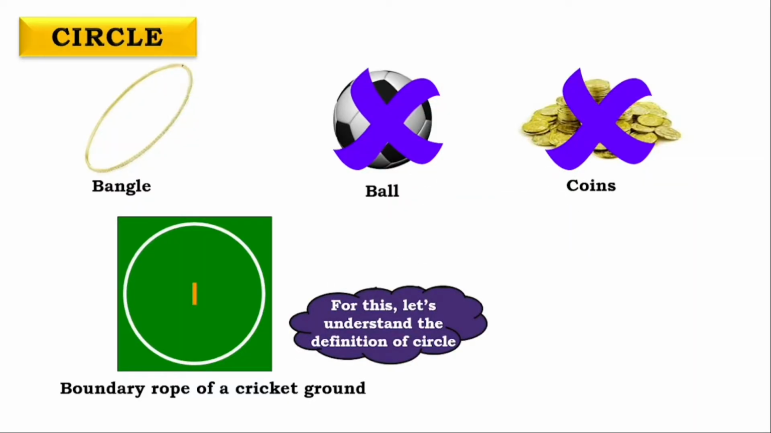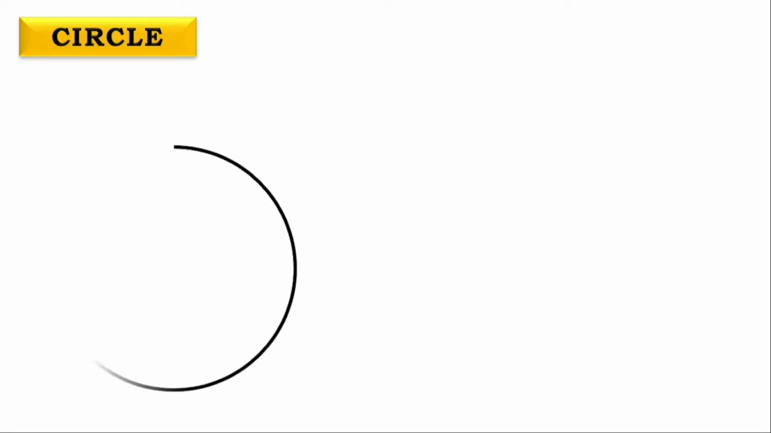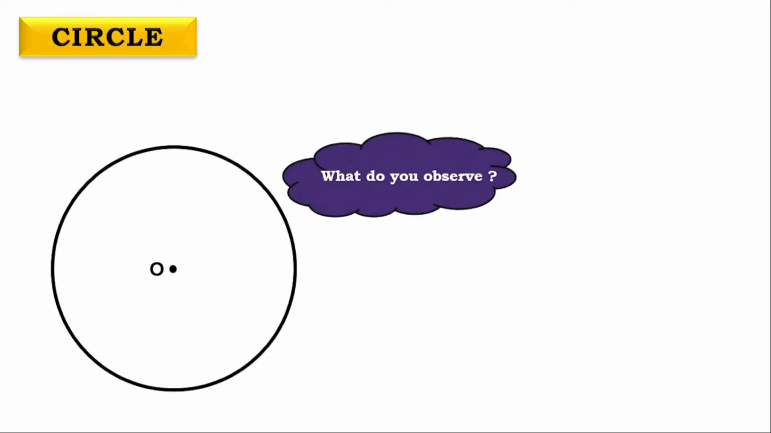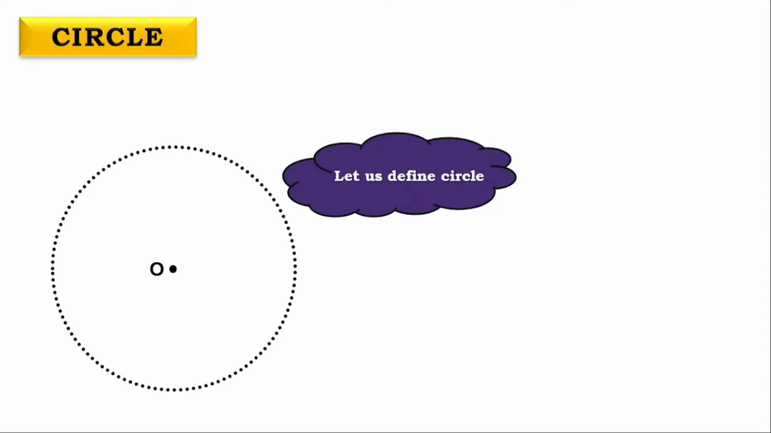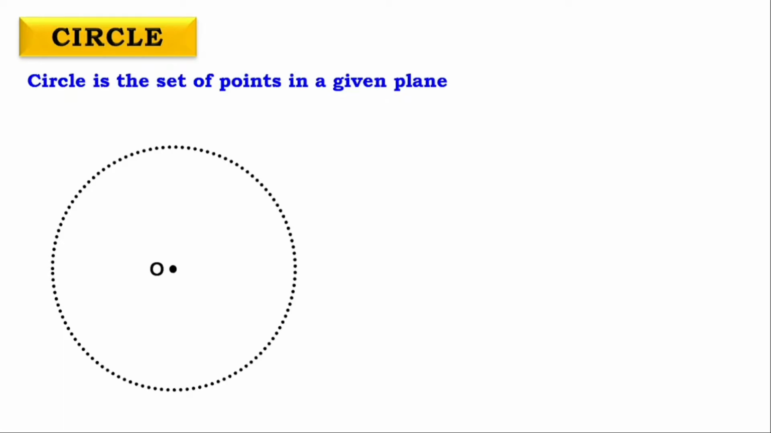For this, let's understand the definition of circle. What do you observe? A circle with center O. Let us define circle. Circle is a set of points in a given plane. So you can see this over here, this circle is a set of points.